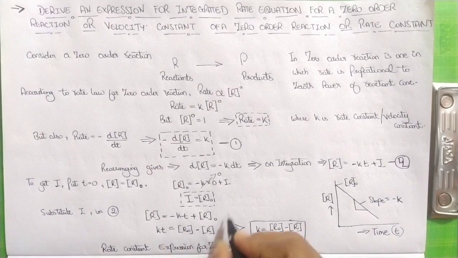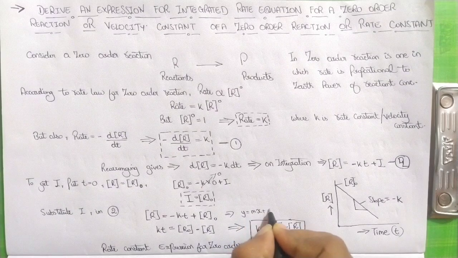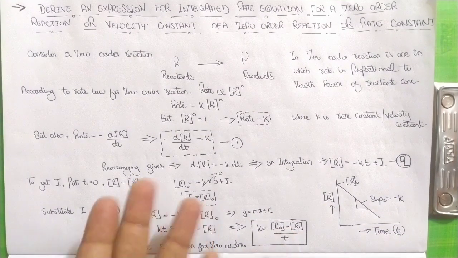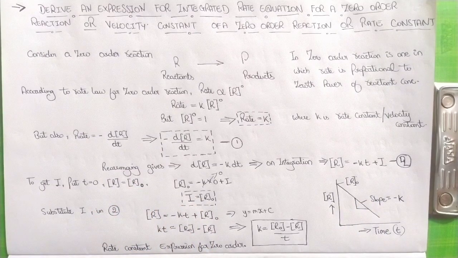This is equal to y is equal to mx plus c. M is nothing but minus k, which is a negative slope. We got k, that is nothing but our velocity constant or rate constant. This is the graph. Okay, we have completed our derivation.